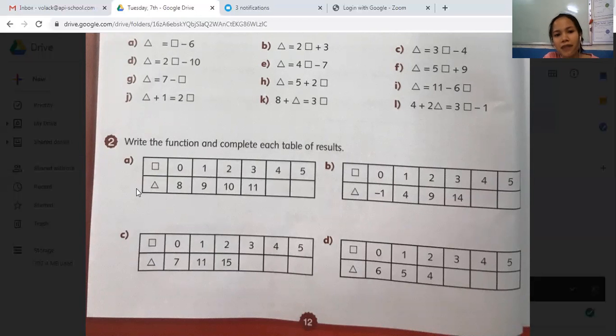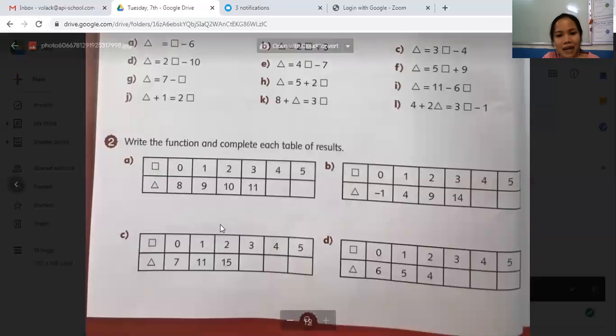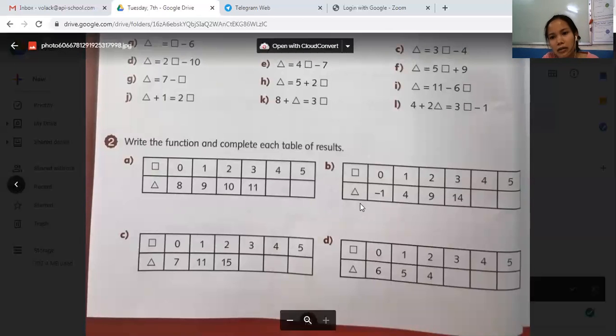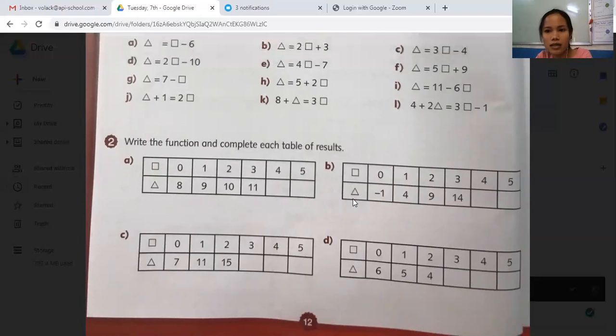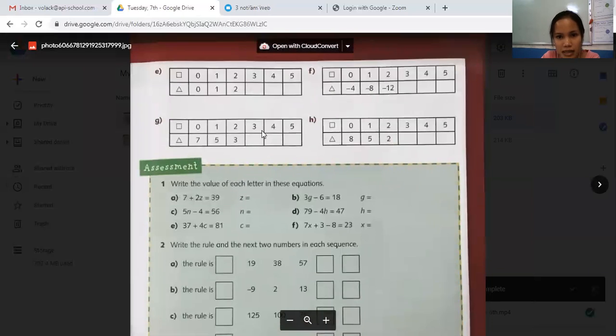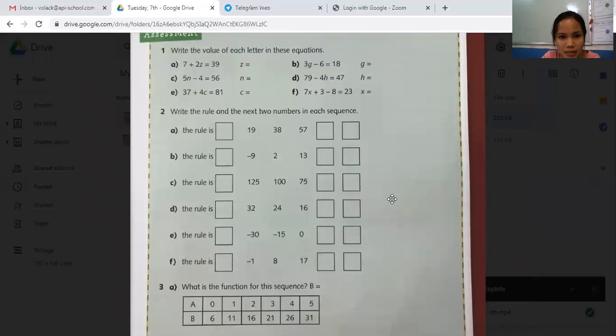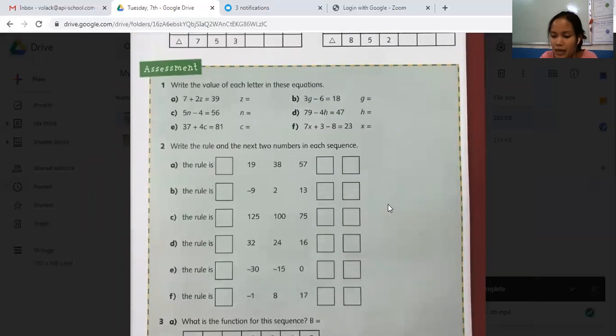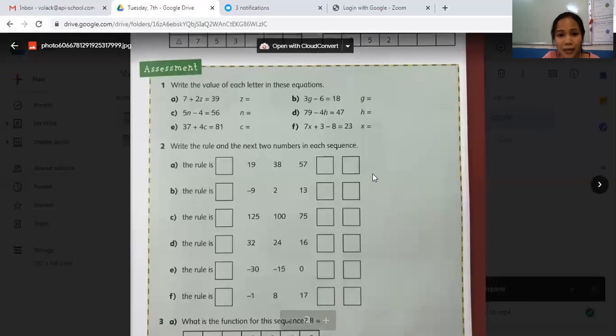So again, write the functions for every exercise, and then you complete the missing table as well. Next one here. Oh, this one is similar to what I just explained. And then you have assessment. So assessment will cover every small unit in every exercise in unit 13.